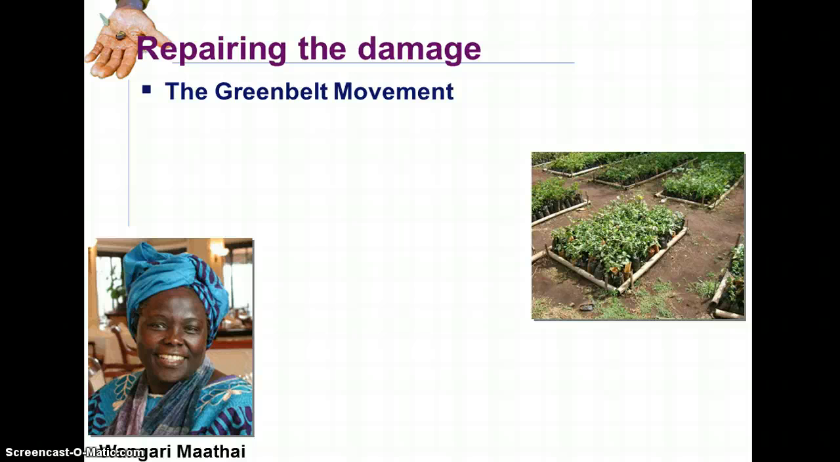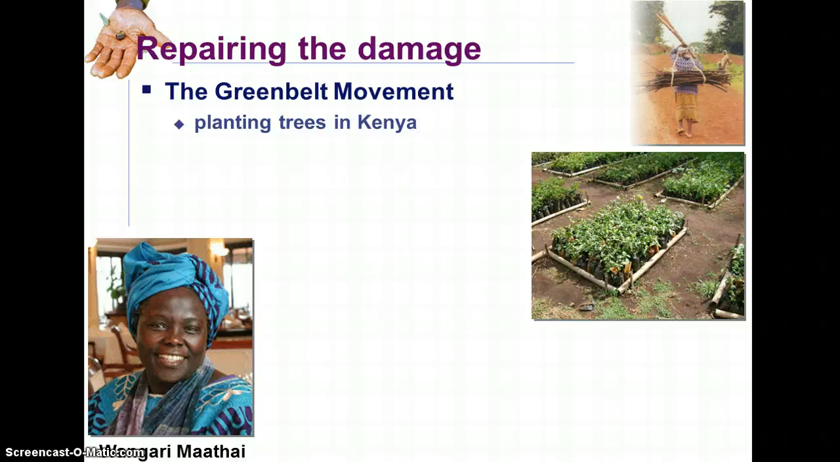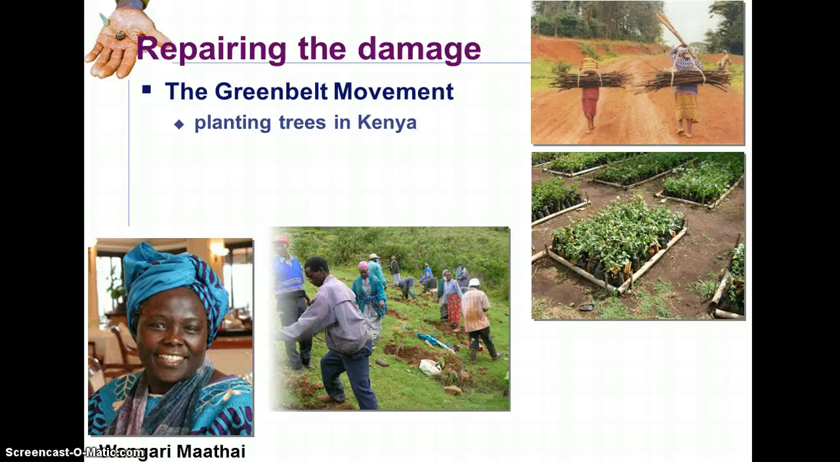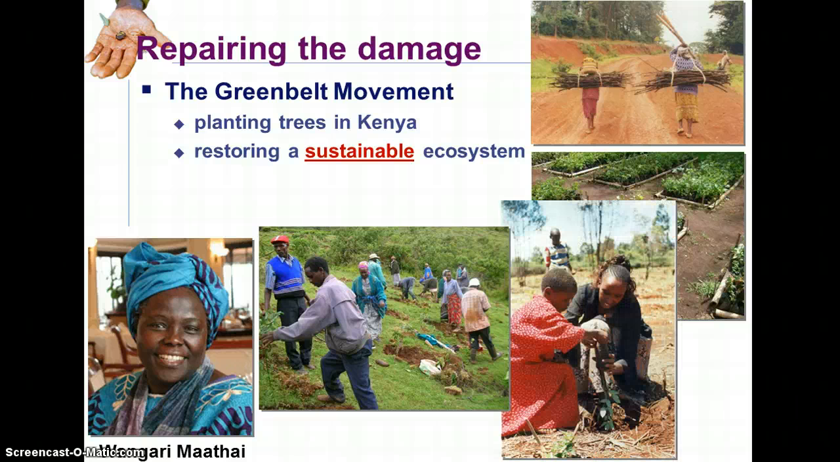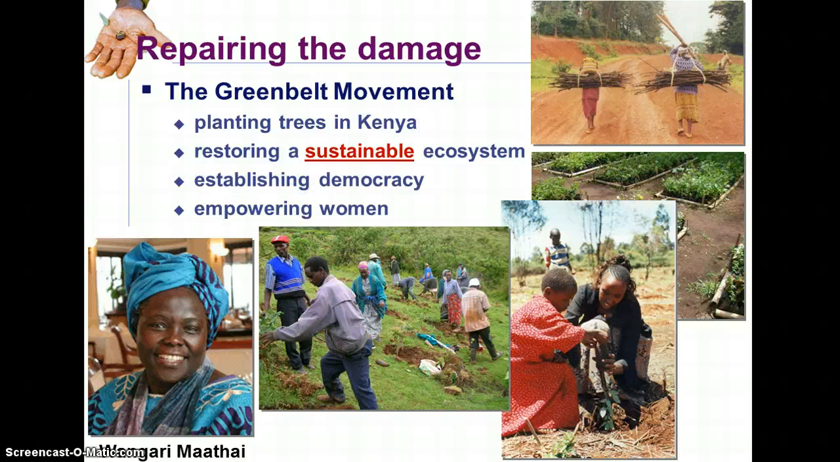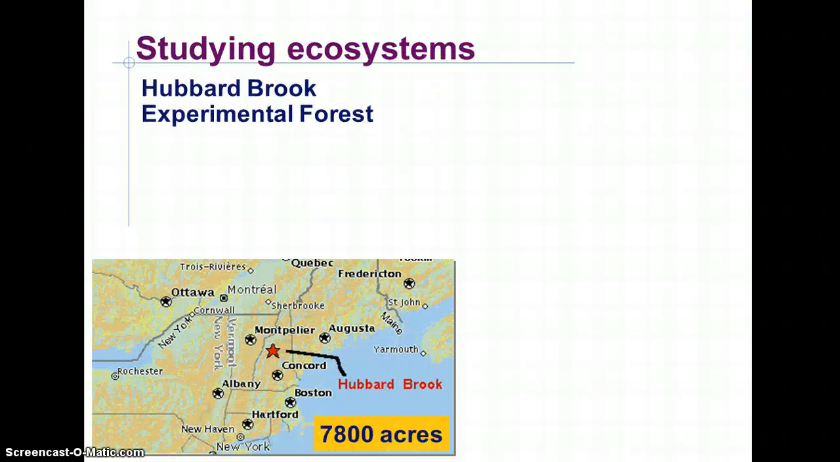Repairing that, there's something called the Greenbelt movement, which is where we're planting trees in places like Kenya. We're trying to restore that sustainable, so something that we can actually do, ecosystem. So here's all kinds of pictures of people trying to do this and establish a democracy, especially empowering the women. So we're trying all these things not only for the environment but for the country. And Nobel Peace Prize.